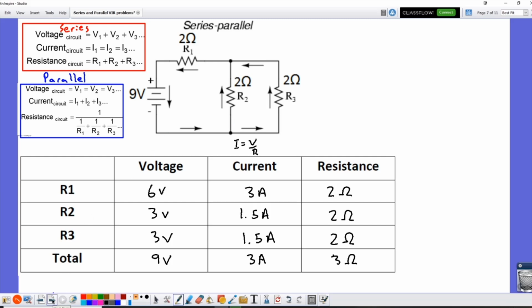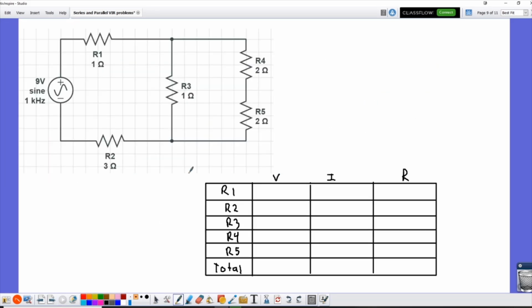What I'm going to do now is offer an extra credit opportunity for everyone here. You can take a look at this, and I'll leave it here for a little bit. What I would like for you to do is copy down this circuit and fill out this entire VIR table. So this is a series parallel. And using the technique I just showed you, I would like for you to fill this out.